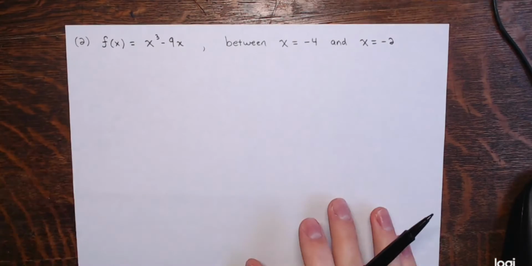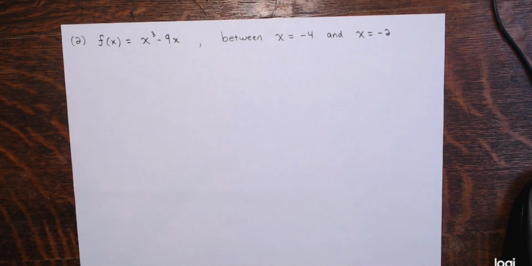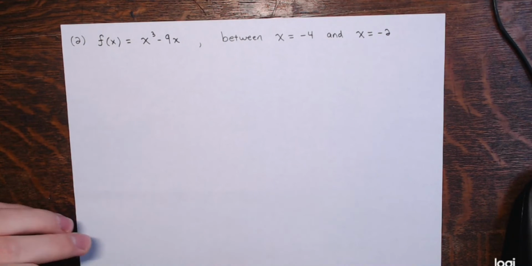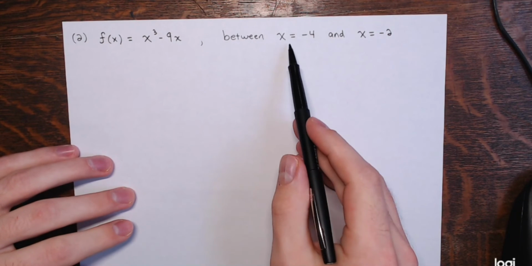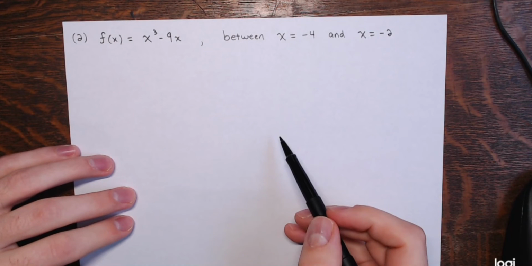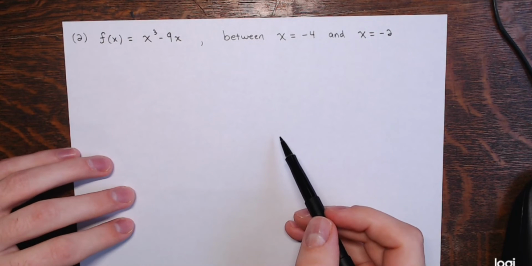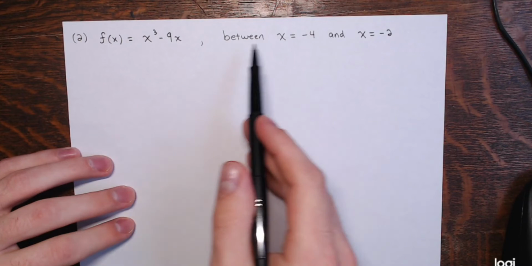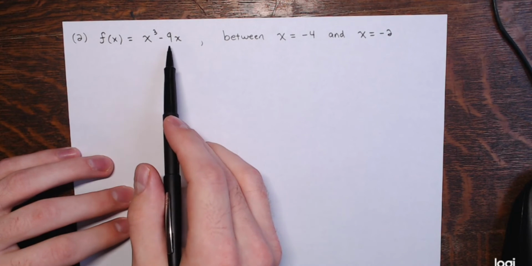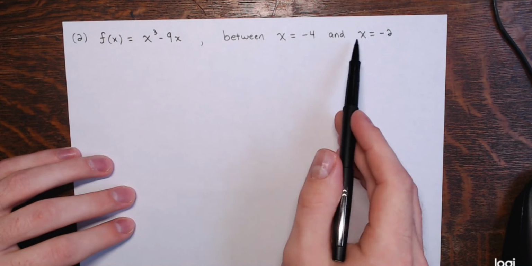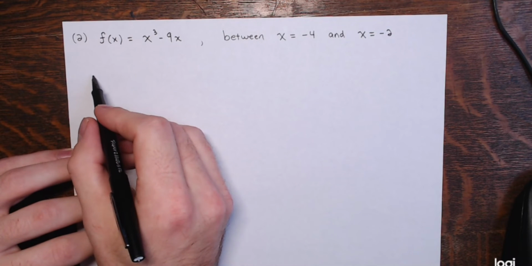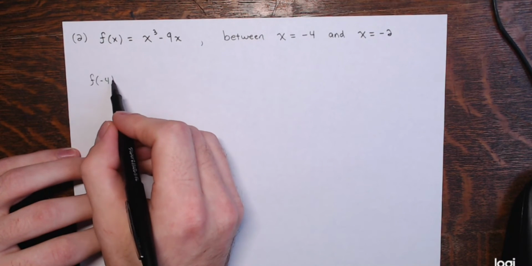We're given a polynomial function, something we know is continuous, right? Has no breaks in the graph. And we're asked to just verify that there's at least one zero, at least one x-intercept between x equals negative 4 and x equals negative 2. Now, you can already tell me that x equals negative 3 will work, and that's between, but let's plug these in. What's f of negative 4?